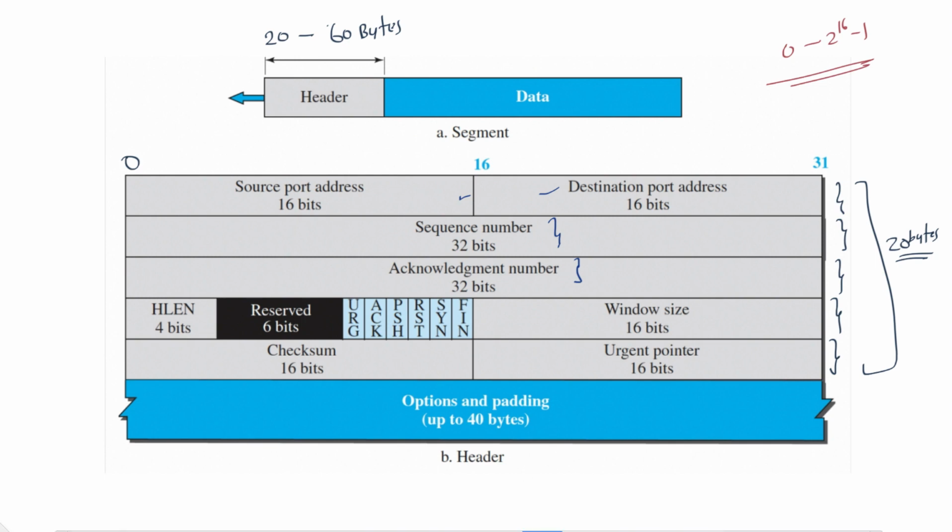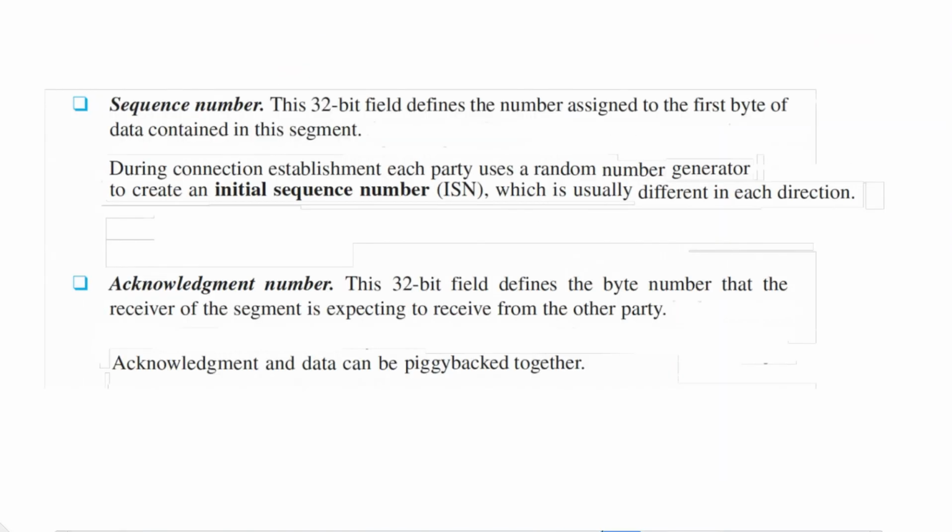So let me first talk about the sequence number. If you remember, we have talked about the sequence number before. The first byte number in that segment, which could be the first segment or some middle segment, is X, then the sequence number is also X, right? So let me write: the sequence number is also X.